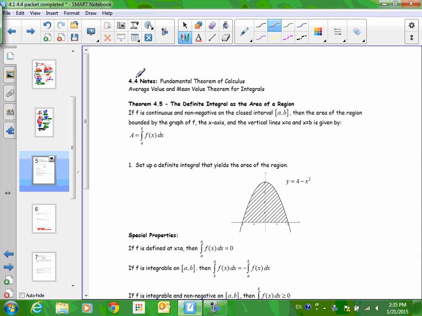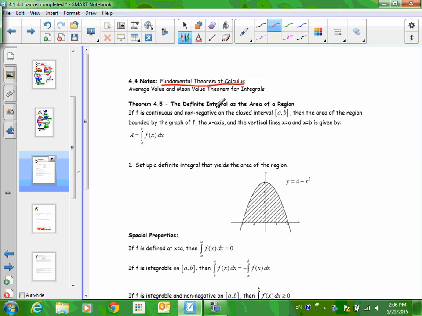Okay, so what we're going to talk about today is the fundamental theorem of calculus. Tomorrow, we probably won't get into the average value and mean value theorem until tomorrow. I didn't get to that in any of my other classes, so even if we have time, I'll probably not do that till tomorrow. So we first start with theorem 4.5, the definite integral.